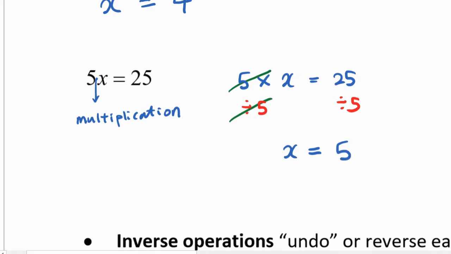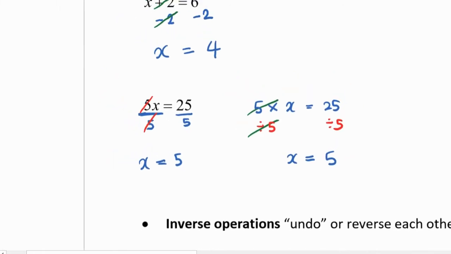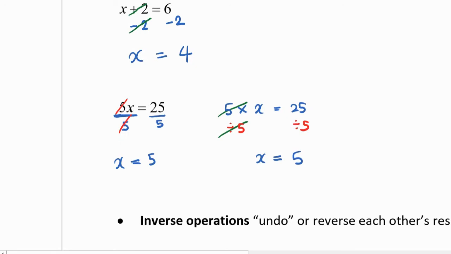Everyone remember, sometimes we use a division bar instead of a division sign. It's the same thing. So 5 over 5 is 5 divided by 5, and 25 over 5 is the same as 25 divided by 5. When you use the division bar, the 5 will be cancelled, and the answer will be x equals 25 over 5, which is just 5. So this is how you solve equations using inverse operation.